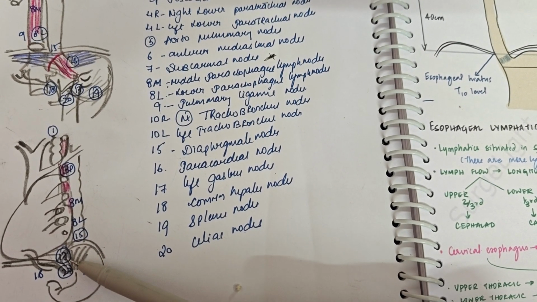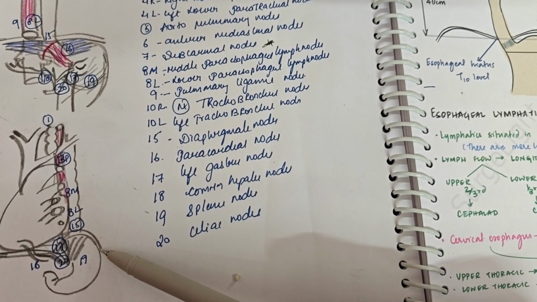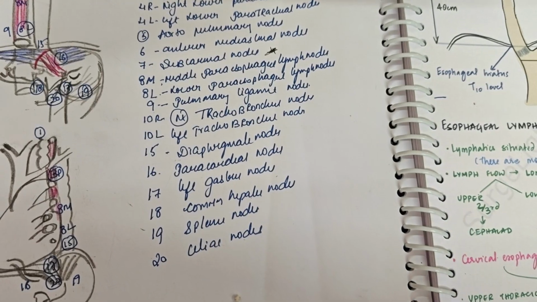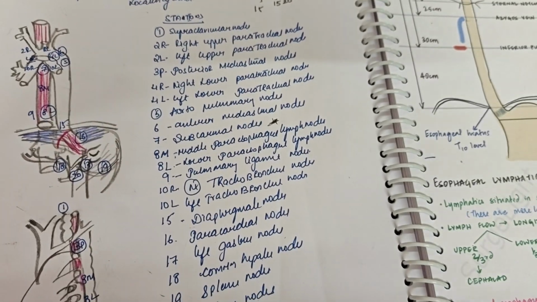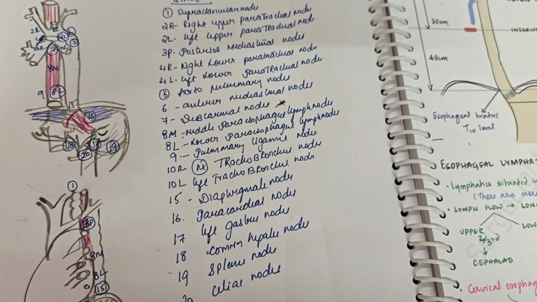17 is the left gastric nodes. 18 is the common hepatic nodes. 19 is the splenic nodes. 20 is the celiac nodes. So remember that we have 20 stations to be discussed. We will be discussing each and every point in detail.